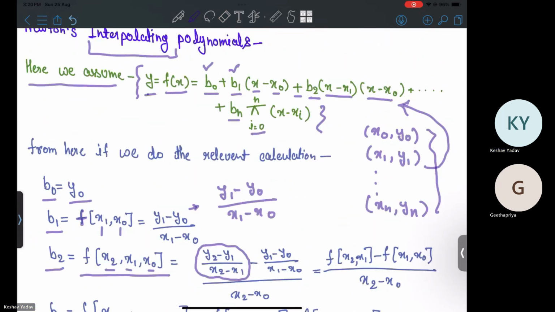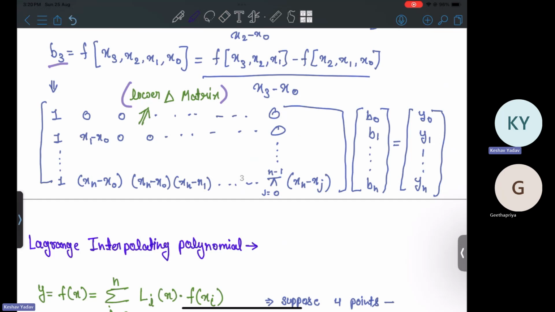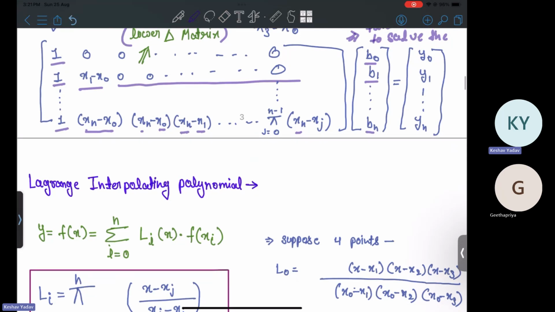So what we have done here is that we have changed the Vandermonde matrix to a lower triangular matrix. And you know how to solve a lower triangular matrix? We can directly do forward substitution. In the first row there is only one, then all are 0. Second row 1, then x1 minus x naught, then all other terms are 0. In the last row all terms will be there: first one, then xn minus x naught, then xn minus x naught times xn minus x1, similarly like that. So this is a lower triangular matrix. Then you can easily find the values of the coefficients b0, b1, b2 up to bn by doing forward substitution. Okay, fine.